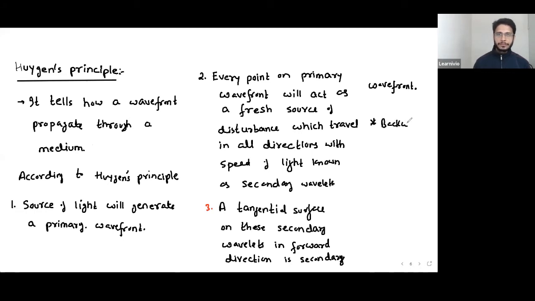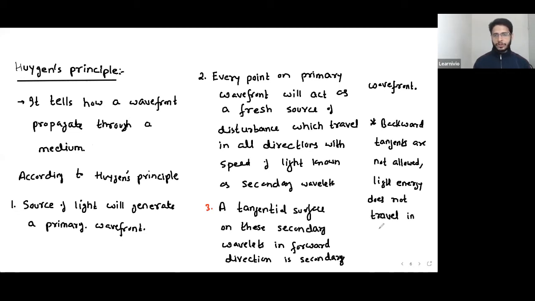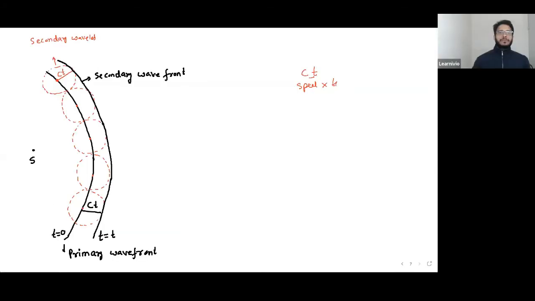Backward tangents are not allowed. The simple reason is light energy cannot travel in the backward direction. Light energy always travels in the forward direction. It does not travel in the backward direction. This is it. So that is the only theory in this chapter.